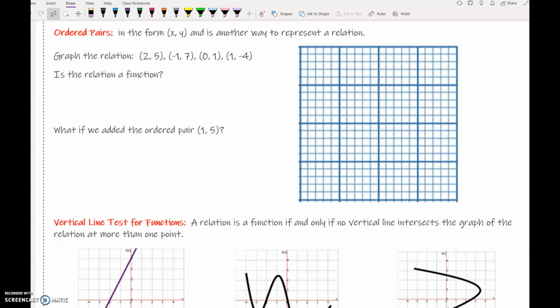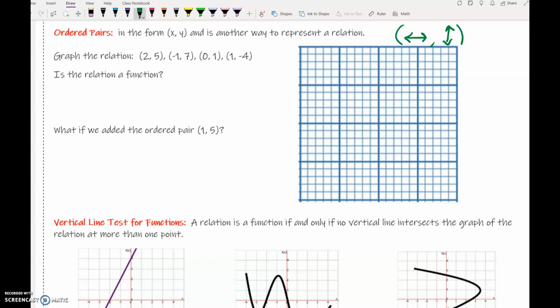Ordered pairs in the form x, y is another way to represent a relation. So here are 4 ordered pairs. I would like you to plot those points. Remember, ordered pairs, you move side to side first, then up and down. You have to walk to the elevator before you go up and down in the elevator.